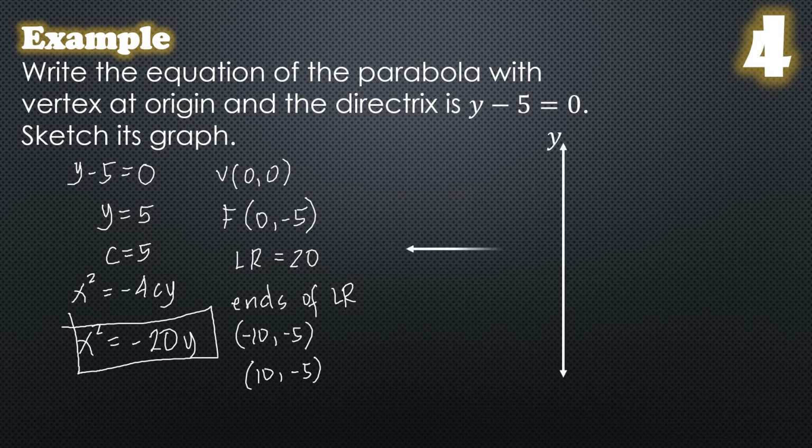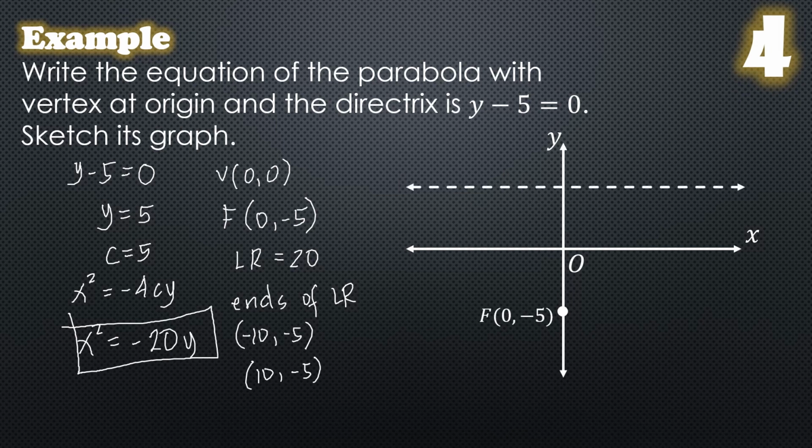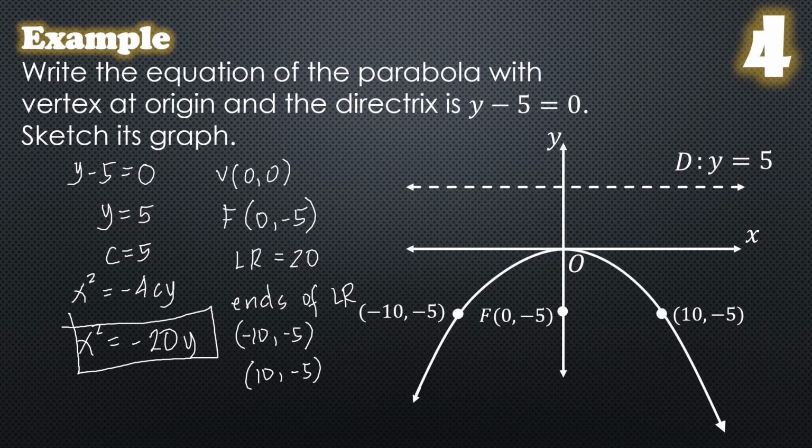Let us sketch the graph of this parabola. Let us have the rectangular coordinate system, the focus at (0, -5). Then we have the directrix, y is equal to 5. Then the ends of latus rectum, (-10, -5) and (10, -5). Hence, we have the parabola.